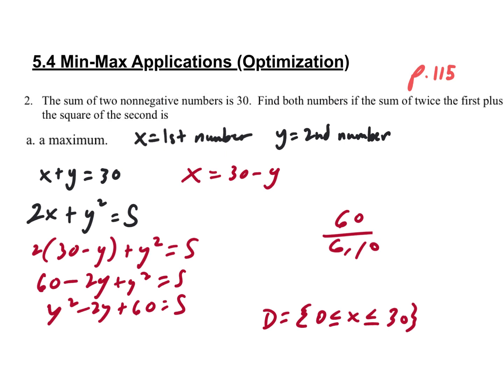Now, we could have come up with that. We don't need to factor anything. We could come up with this just thinking about it. They have to be non-negatives, so we have to be greater than or equal to 0, which is why they didn't say positive. They want you to include 0 as part of the domain. And of course it can't be bigger than 30, because if it's bigger than 30, then the other number has to be negative. So we don't need to factor anything here. We're fine.